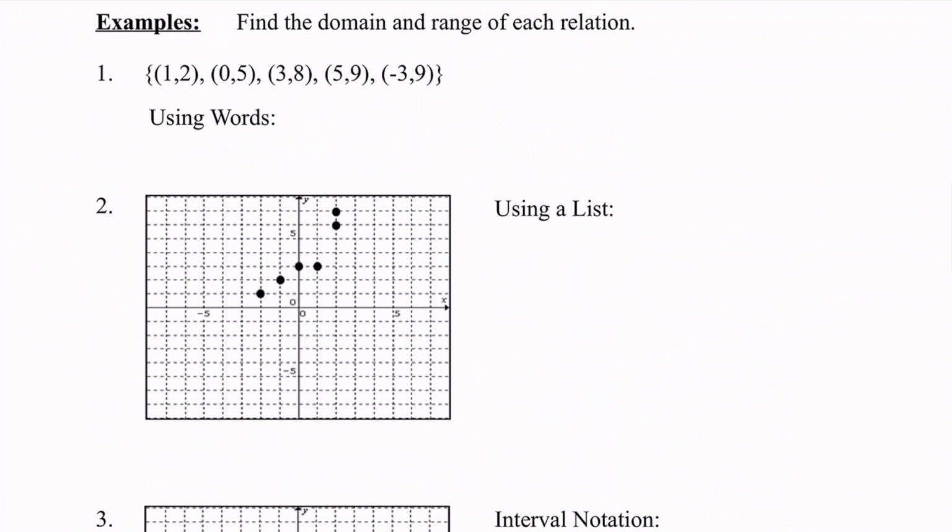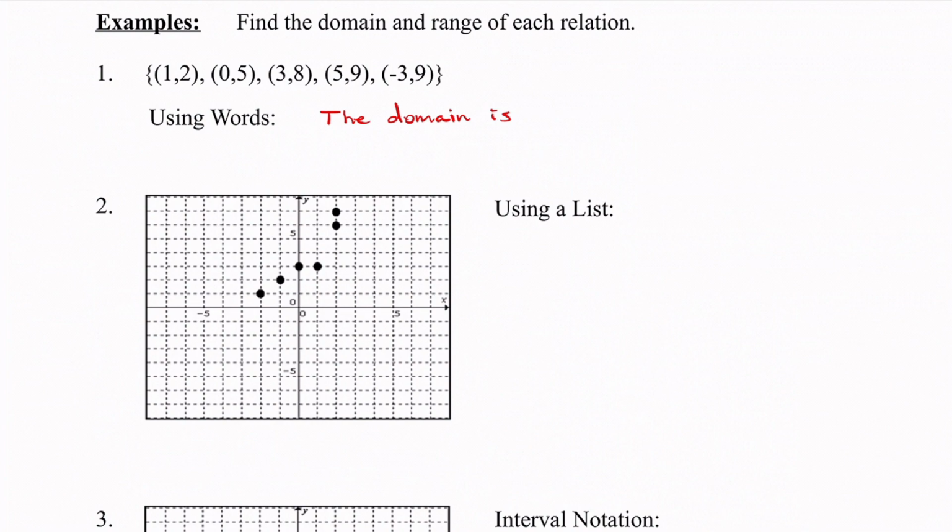So it says find the domain and range for each of these relations. And we're going to be told in each one a different type of how we're going to write it. So the first one here is our relation. It's just a set of ordered pairs. So what we're going to do is we're first going to write out the domain. So we're going to say the domain is, and then we're going to list out the domain.